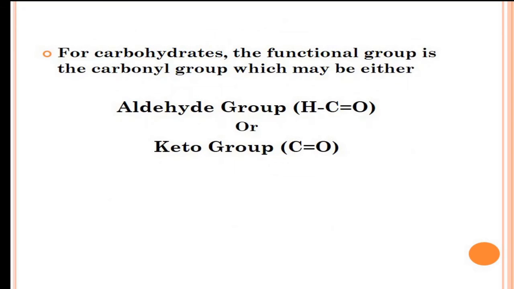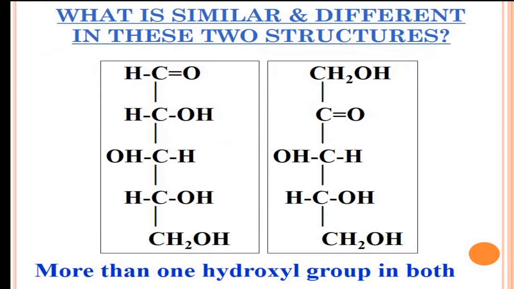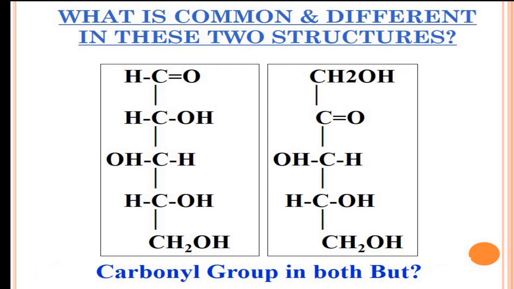For carbohydrates, remember students that there are two types of the functional groups present. One is the aldehyde group and the second one is the keto group. Now students, if you look at these two structures of the two molecules, you will see some similarity in them. The similarity is that both these molecules contain more than one hydroxyl group, and therefore we can describe them as polyhydroxy molecules.